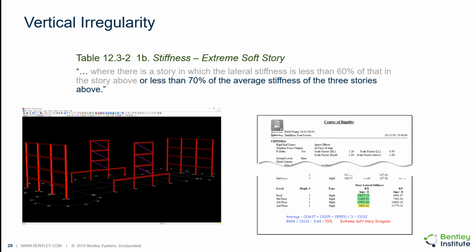Or alternatively, an extreme soft story irregularity occurs if the stiffness of the story is less than 70%, rather than 80%, of the average of the 3 stories above. Again, this example is extreme soft story irregular.